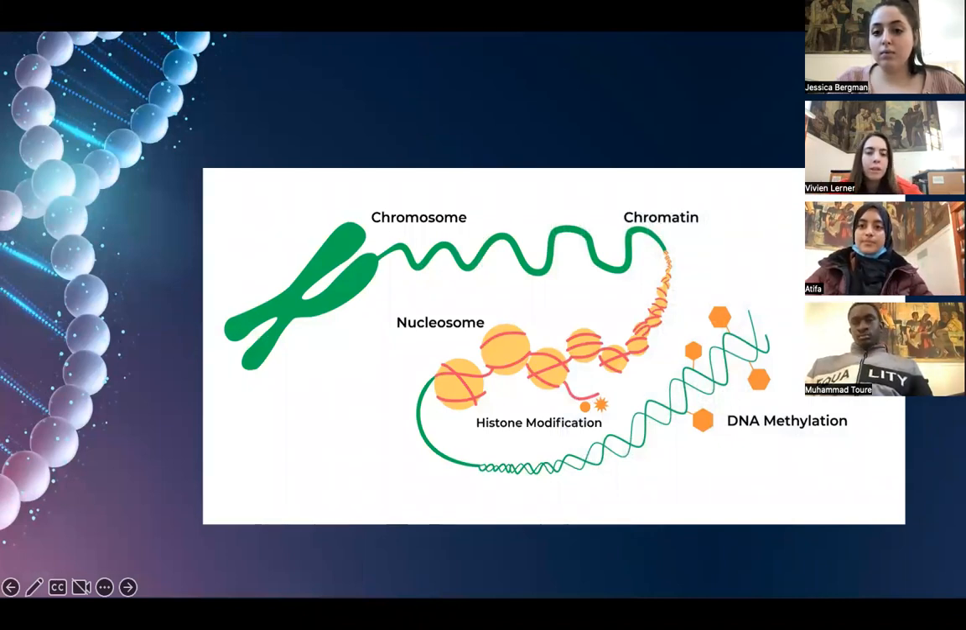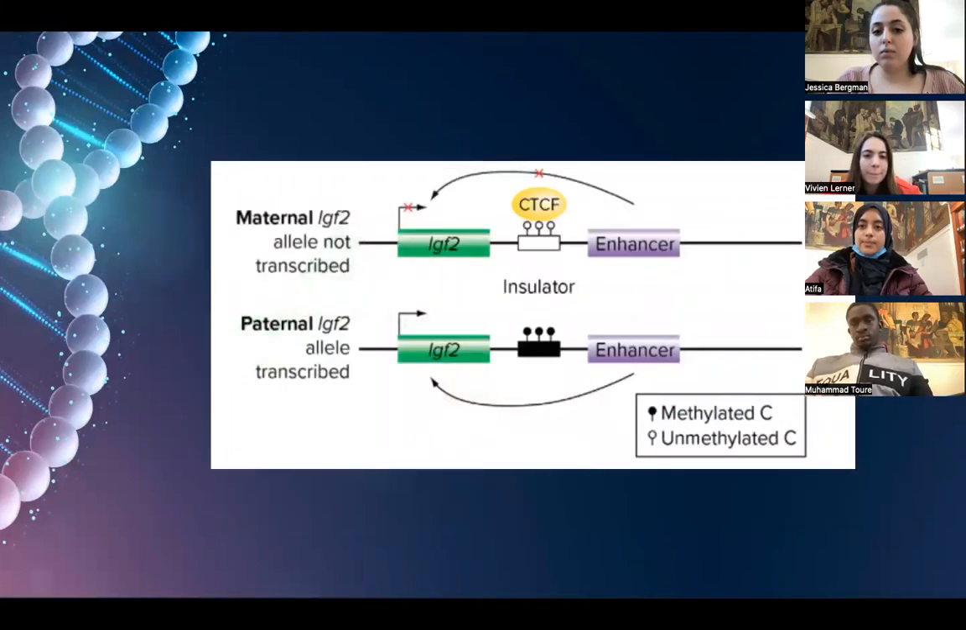In this image, we are depicting epigenetics. And in this image, we are depicting genomic imprinting mechanisms, where the methylation of an insulator located between the enhancer and promoter controls maternal imprinting of IGF-2.